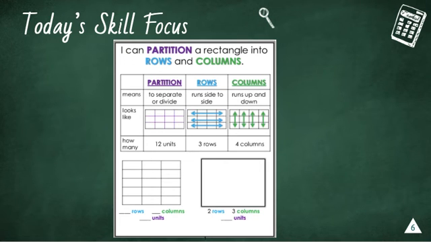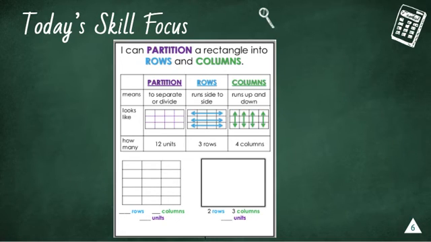Today we are going to learn how to partition a rectangle. Partition means to separate or divide. When we partition a rectangle, we will partition it into rows and columns. A row goes from side to side, and a column goes up and down. Let's look at the example below.